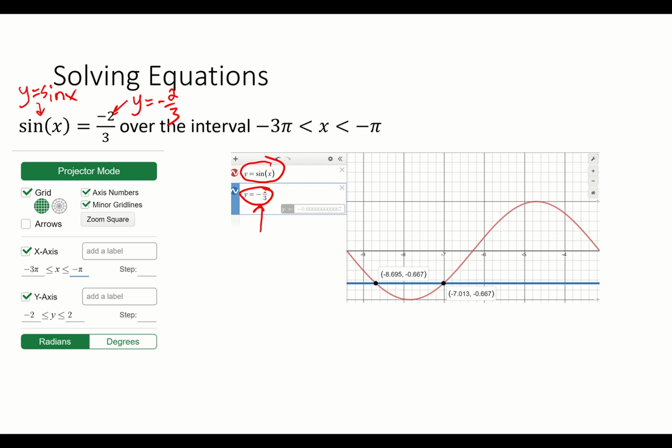Now, here's the thing: I'm solving these equations over very specific intervals. In this case, I'm solving the equation over the interval negative 3 pi to negative pi. So that's going to tell me how to make my window. That negative 3 pi is the minimum x value I want to be looking at, and the negative pi is the maximum x value in the window. So in Desmos, when you hit the wrench, that pops open the options. You can see for my x values, I'm going from negative 3 pi to negative pi. And for my y values, I said negative 2 to 2.